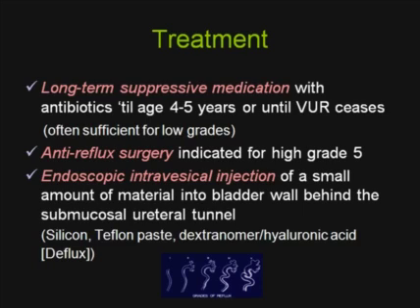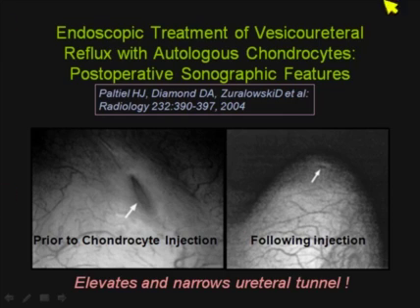And then there is a technique of using endoscopic intravesical injection of a small amount of material into the bladder wall behind the submucosal ureteral tunnel so that reflux can be prevented. There's a very nice article in Radiology published by Harriet Paul Teal from Boston Children's Hospital, who talked about this endoscopic treatment of vesicoureteral reflux with autologous chondrocytes. And they showed that prior to the chondrocyte injection, there was quite a gaping ureteral orifice, and after the injection, it's a very tiny area.